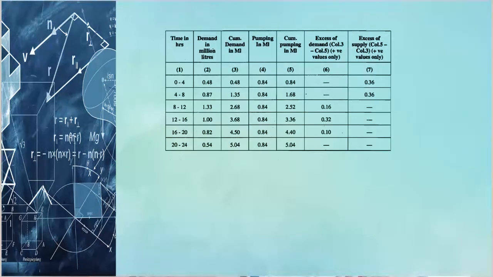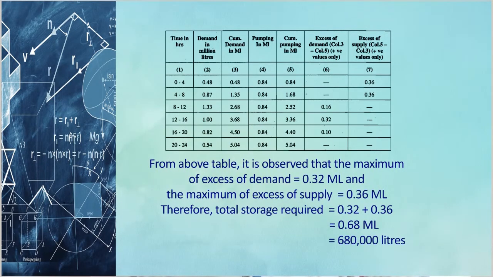So this is all the data in this table. The first column is the time in hours, the second column is demand in million liters as given, and cumulative demand is calculated in column 3. Pumping in million liters, which is constant, is put in column 4, cumulative pumping in column 5, and then we calculate the excess of the demand. This is column 3 minus column 5. So these positive values are put here only.